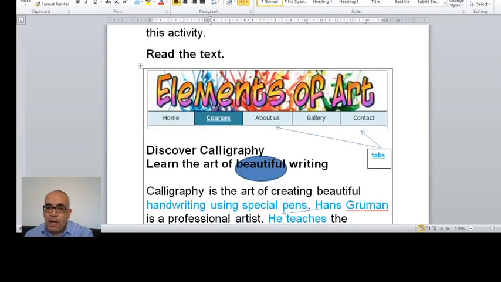Question 2. Now if you read anything, try to look at the title and read it carefully and look at the pictures. This will help you to understand what this book is about in general. So here I've got this in front of me. Straight away I can see elements of art. This is the title. I can see home, courses, about us, gallery, contact.